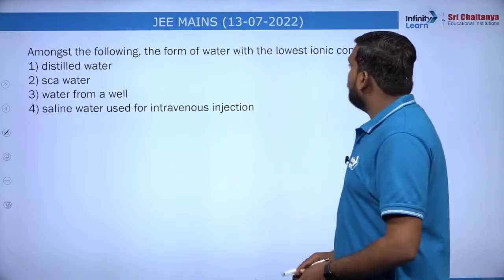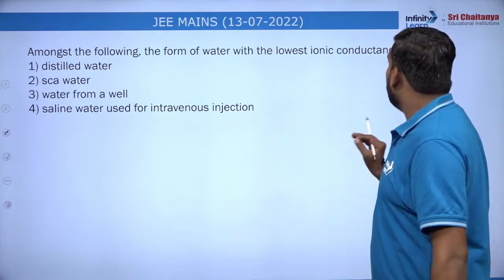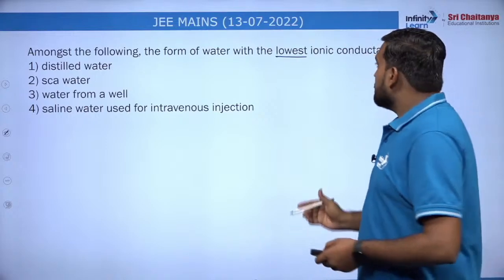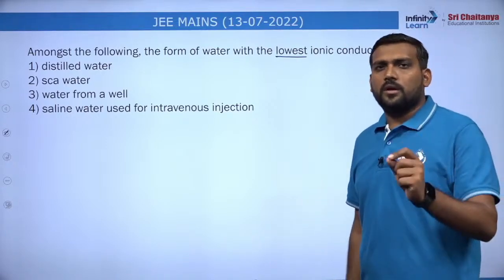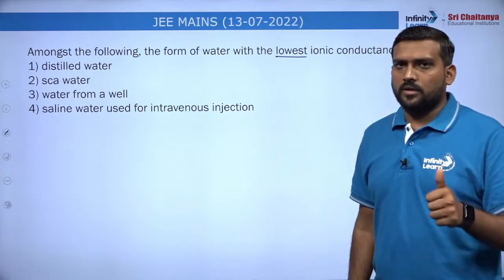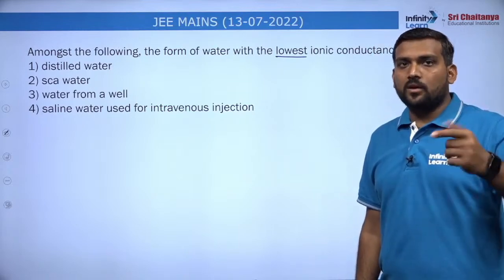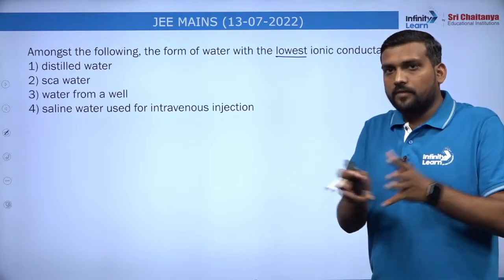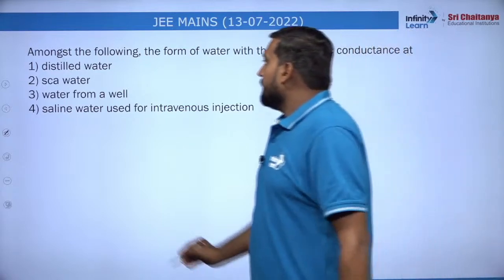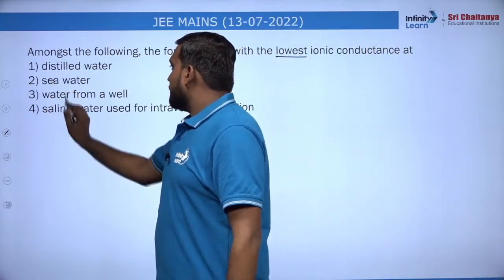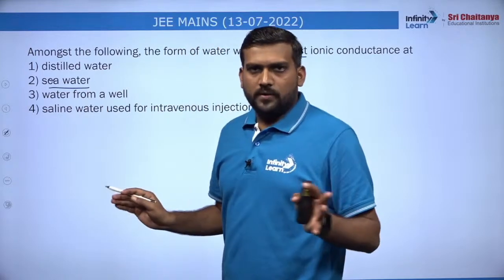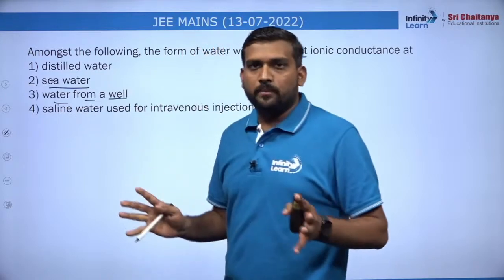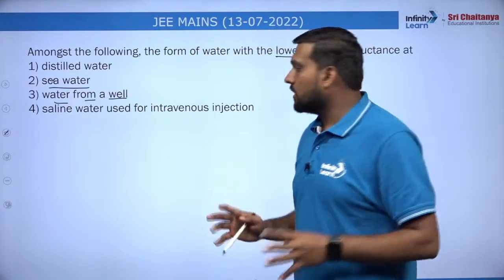Amongst the following, the form of water with the lowest ionic conductance. So remember that it is asking you the lowest, not the highest. Okay, so pure water is not a very good conductor of electricity. So we need to add some acid or salt or some electrolyte in that, so that the conductivity increases drastically. So let's check this. This will be sea water. The sea water contains a lot of salt, so it will be a very good conductor, no doubt in that. Water from the well also contains very much impurity, so it will also be a very good conductor.